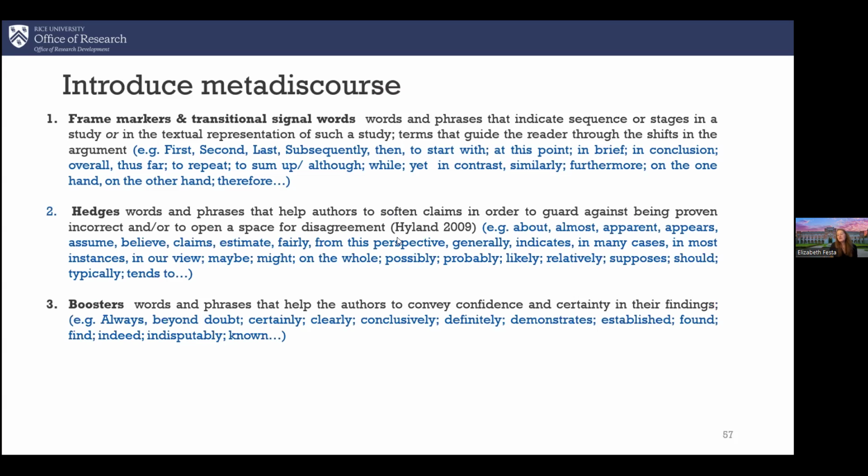There are also boosters, which help you to convey confidence and certainty and excitement. Always, beyond a doubt, certainly, clearly, conclusively, definitely, demonstrates, indisputably. You may not use these very often, depending on your discipline, but you can use them. You can also use engagement markers like surprisingly.